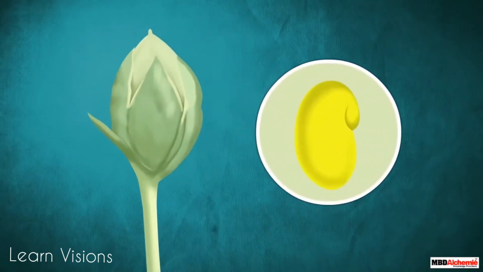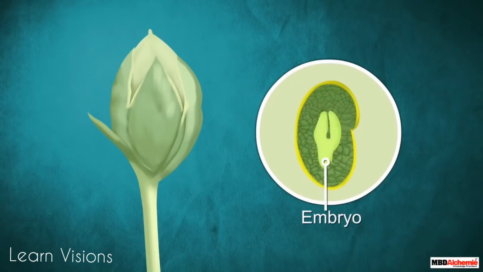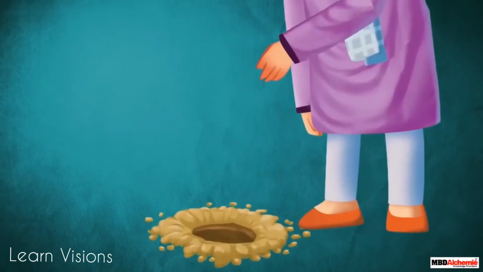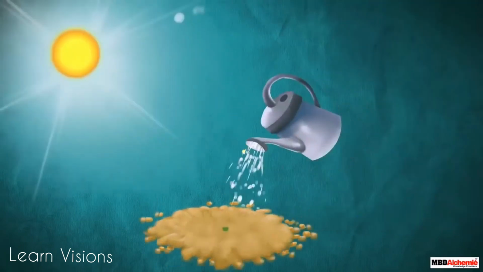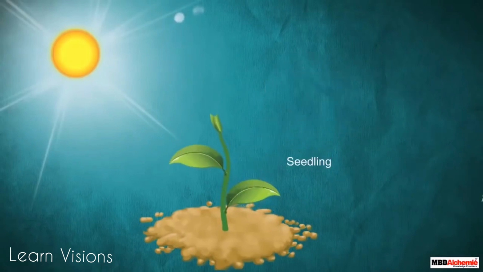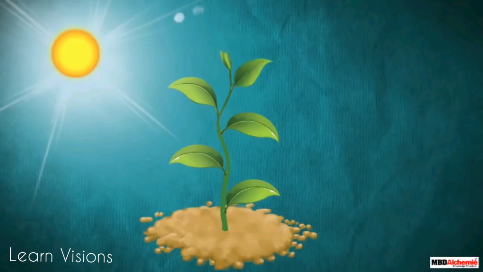In the fruit there is a seed which contains an embryo, or the baby plant. When this seed is planted in soil, in the presence of suitable conditions, this seed develops into a seedling. This is how the plants reproduce.